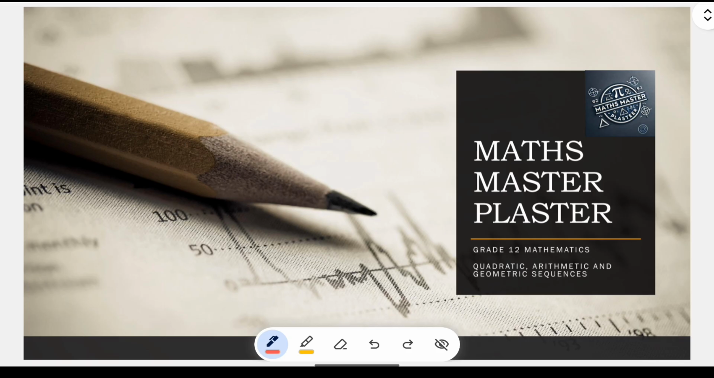Maths Master Class, grade 12. Today we're doing mathematics, focusing on quadratic, arithmetic, and geometric sequences.